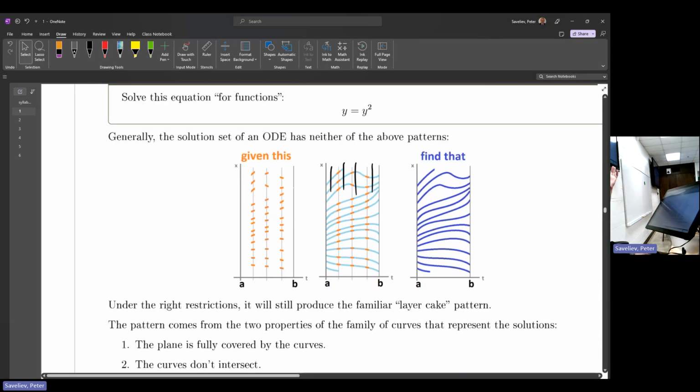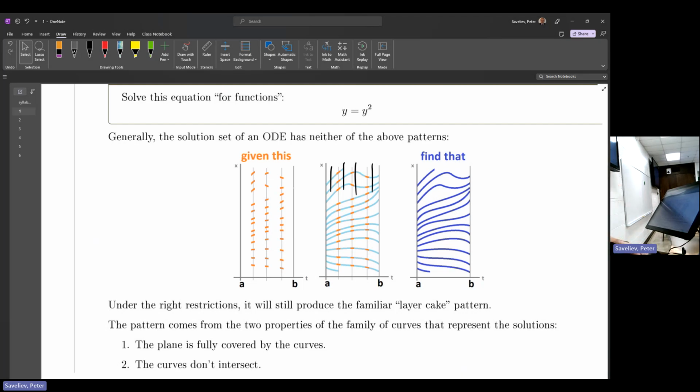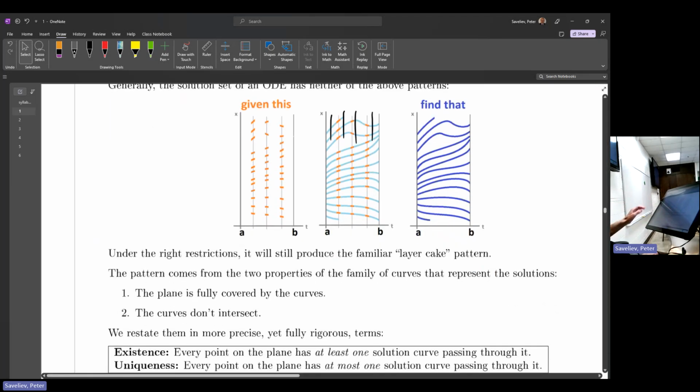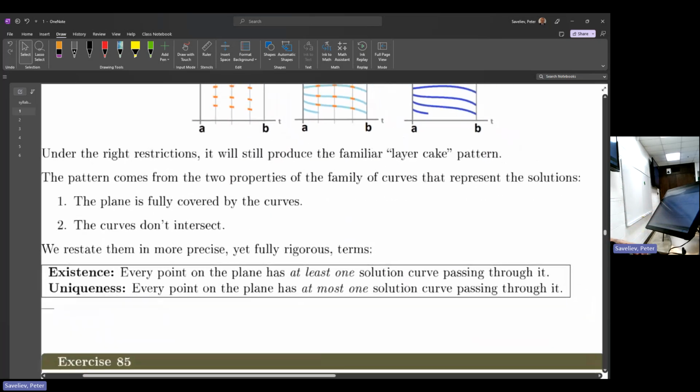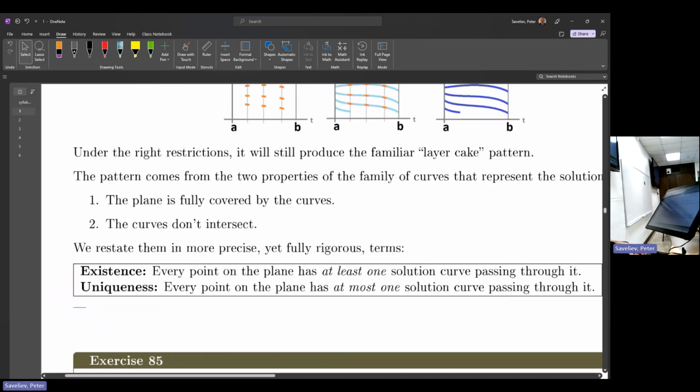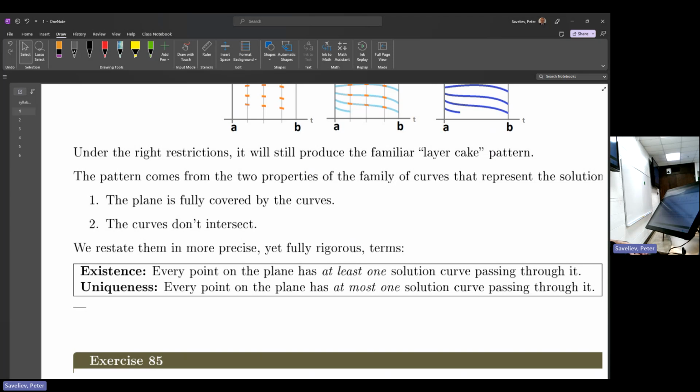So a book, layer cake, whatever you prefer, that picture on the right that you see. What does it look like? A bunch of curves, once again, tightly related to each other, never crossing, covering everything. There are no gaps. So that's what it is. The plane is fully covered by curves that don't intersect, and these correspond to two terms right here that are big: existence and uniqueness. Every point on the plane has at least one solution curve passing through it, and uniqueness is every point on the plane has at most one solution curve passing through it. So it amounts to exactly one curve passing through it.